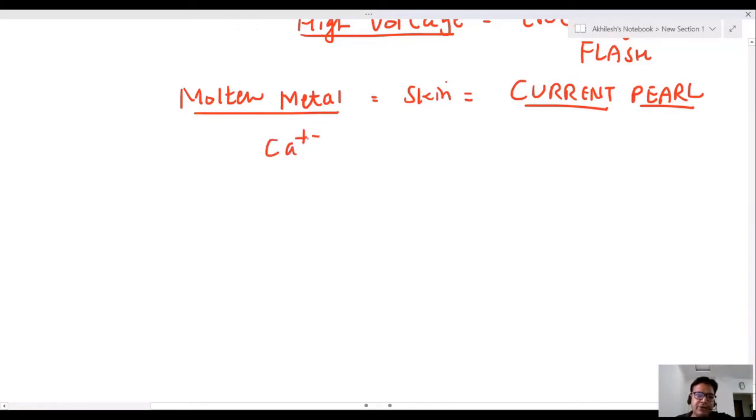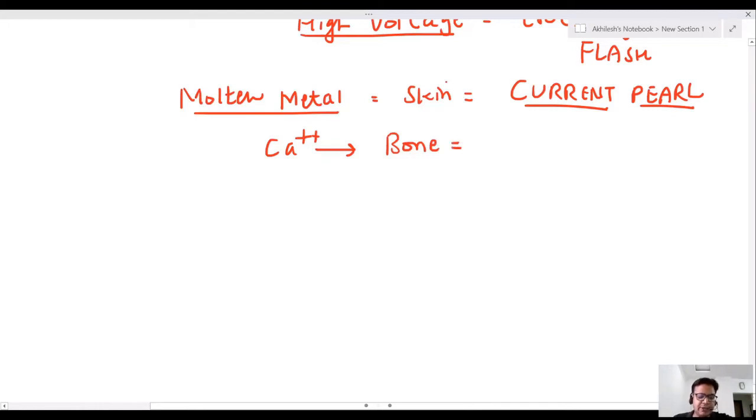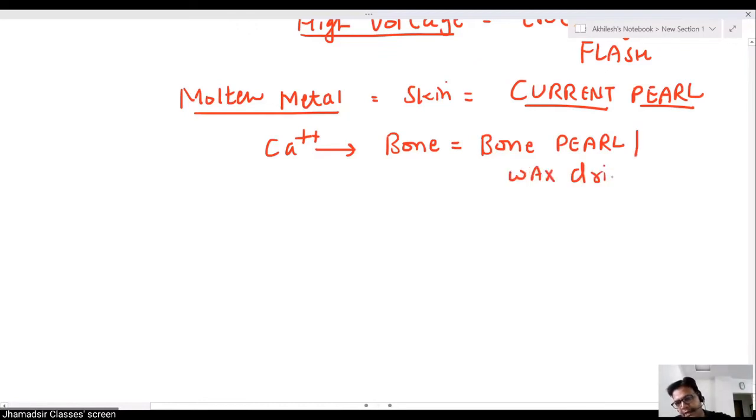Calcium deposition inside the bone is known as bone pearl or wax dripping. These are two questions you can get in the exam.